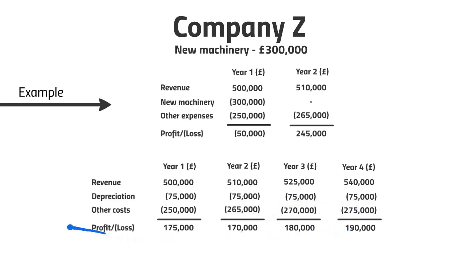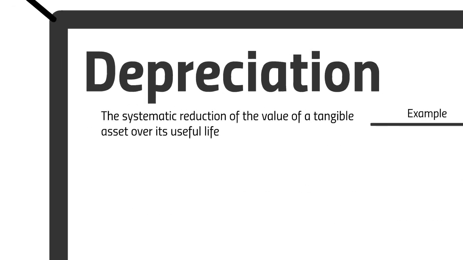And this is more in line with what you would expect to see in a company's accounts. So this is the theory behind why we use depreciation. We're just splitting the cost of an asset over its useful life. That's really all it means.